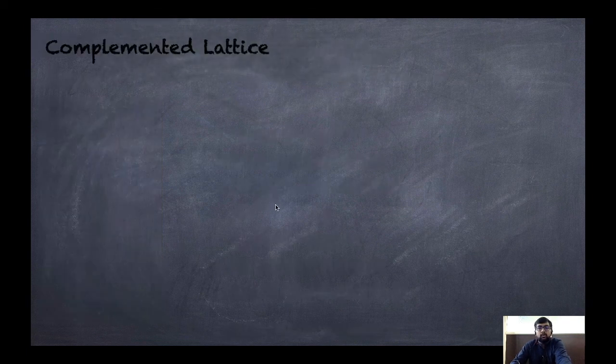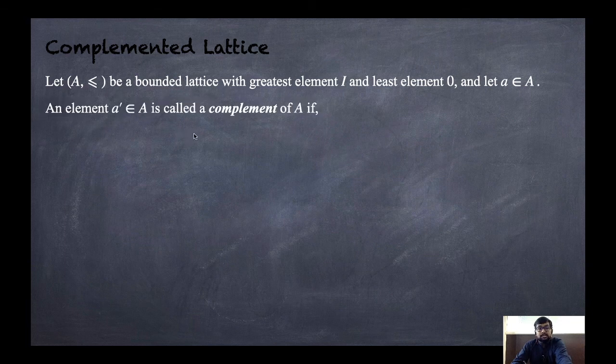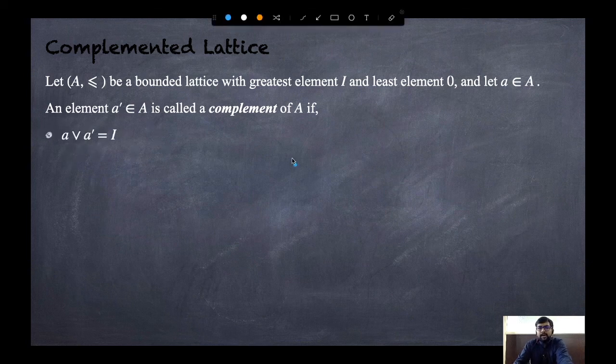Now last, complemented lattice. Let (A, ≤) be a bounded lattice with greatest element I and least element O. Let a belong to A. Now an element a' is called the complement of a if a ∨ a' equals I. So that means, we know it is the least upper bound. So the least upper bound of a and a' equals I.